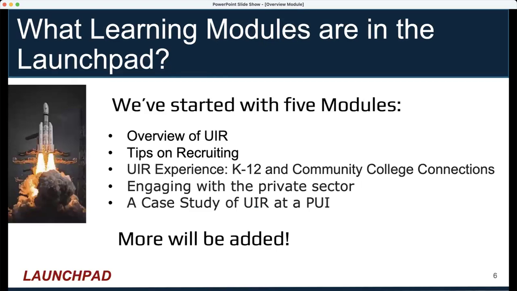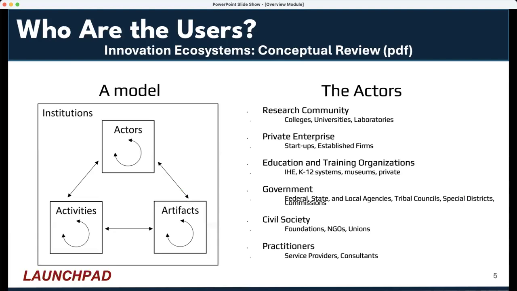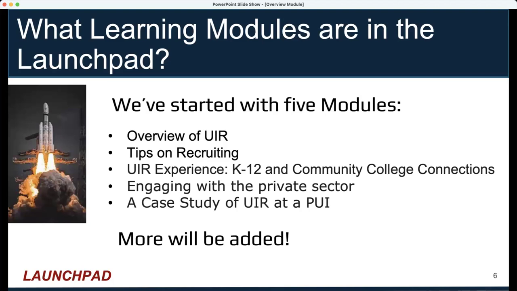So we have a series of learning modules in the Launchpad. We've started with 5 and we'll expand those. This is the overview. There's one with tips on recruiting in which we go through all of these actors in great detail and talk about how you find the right ones. Then we will have a module on the UIR experience in K-12 and the community college connections, another on engaging with the private sector, and then a case study of UIR at a primarily undergraduate institution. Over time, we'll add more.